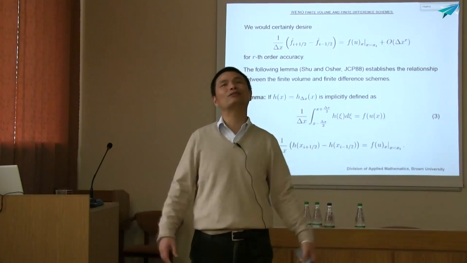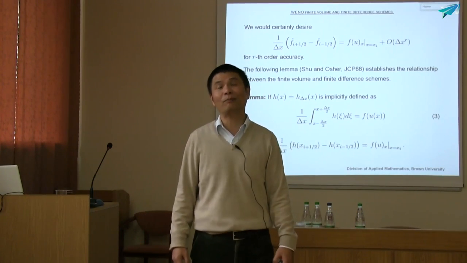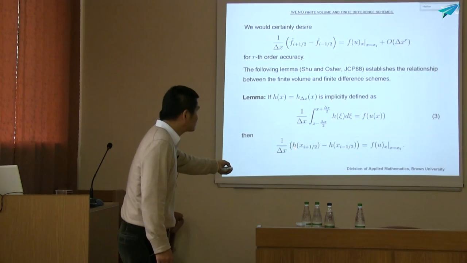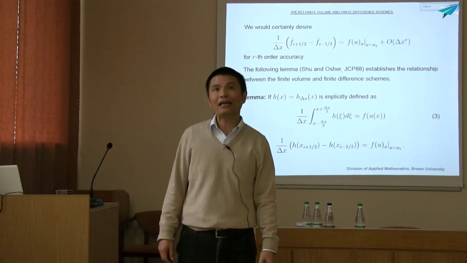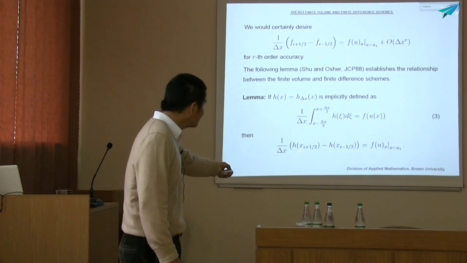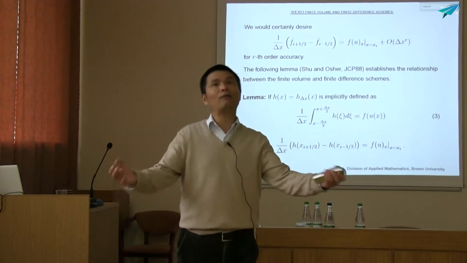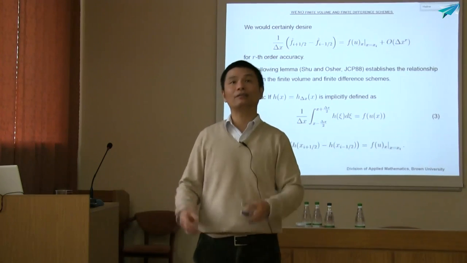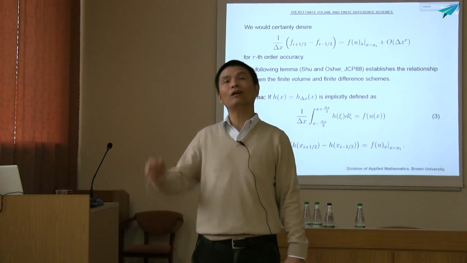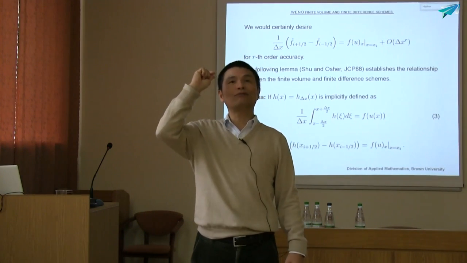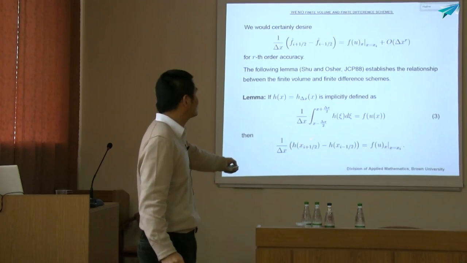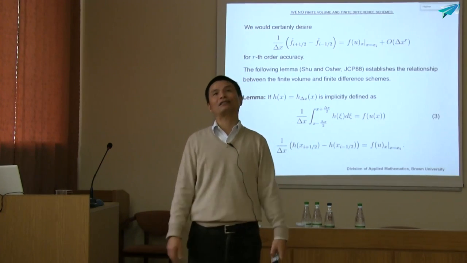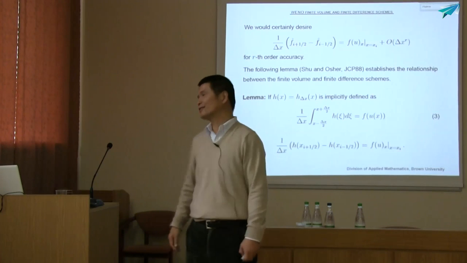Of course, that's too good to be true because in practice I don't have this function h. But it tells me that I can take this f hat at i plus half to be as accurate as possible to approximate h. If you can have f hat approximating this function h to delta x to the power r plus 1, then this equality will hold because you divide it by delta x. So you lose one order, but then you will have delta x to the r. So my whole task now is to find a good approximation of this mysterious function h. If I can find a good approximation to it, I have a good flux. Right? So it's a very simple calculus.